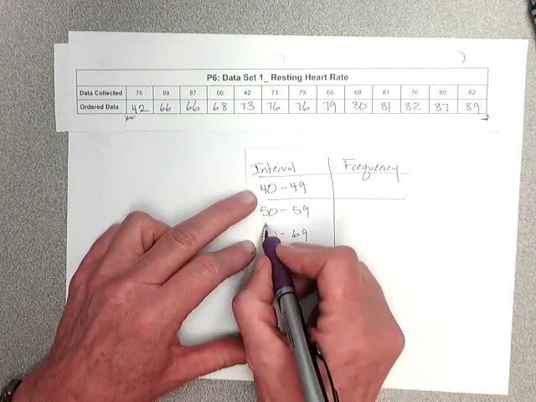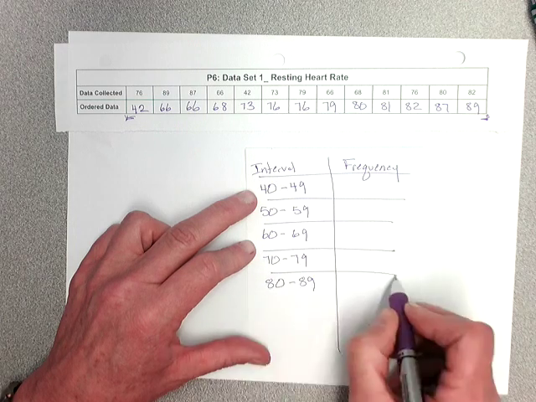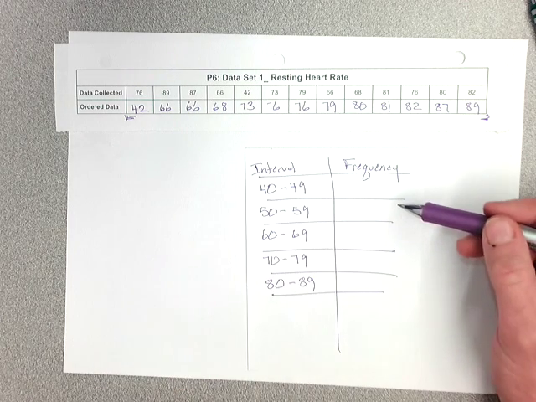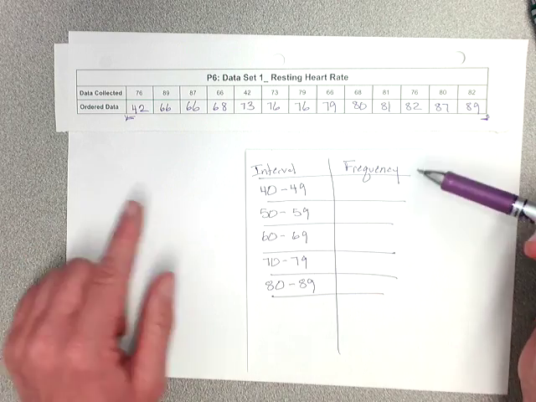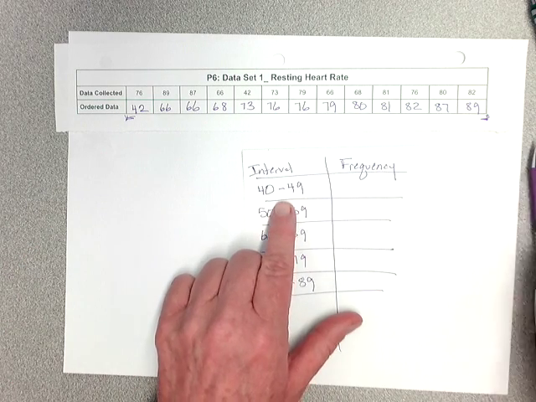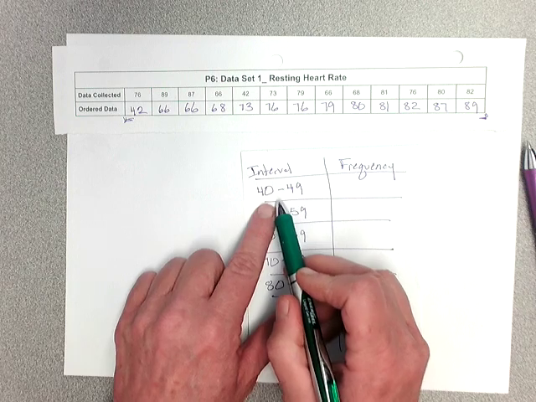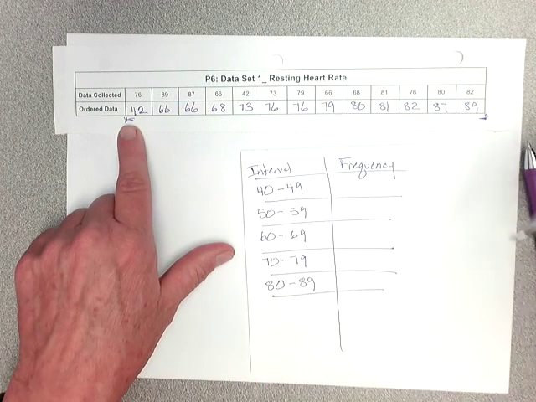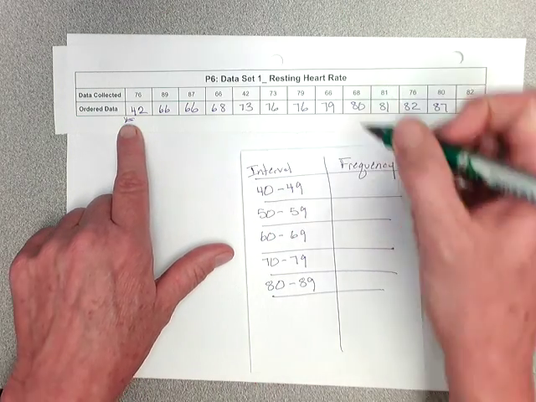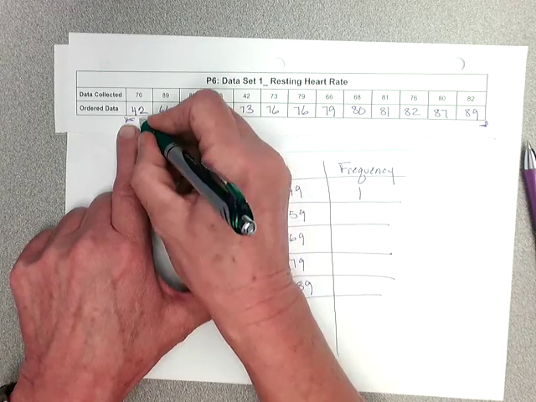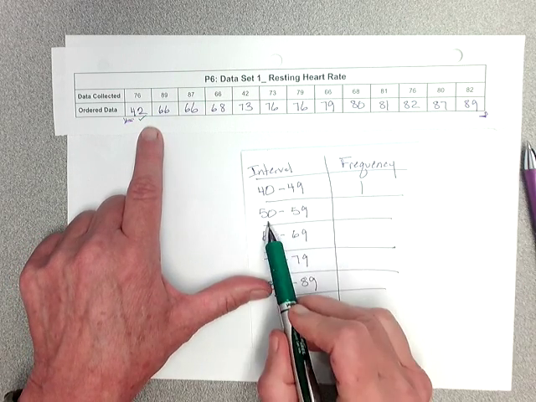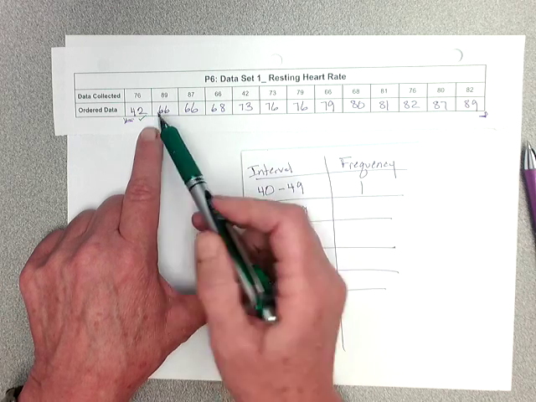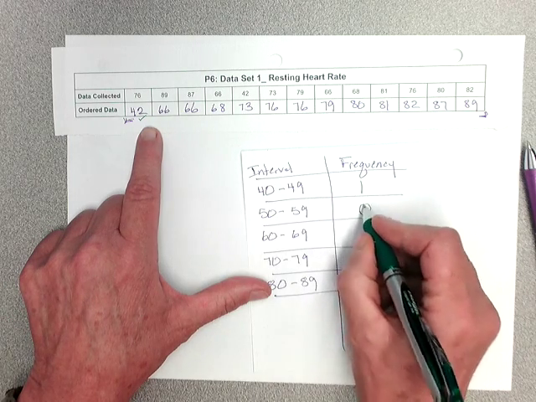Next, you're going to look at your data, and you're literally just going to count how many occurrences in your data, how many data points fall within each group. So I'm just going to look. How many data points are between 40 and 49? Just the one. There it is. That one's accounted for. How many of my data points fall within the group of the 50s, 50 to 59? None. Write down the 0.